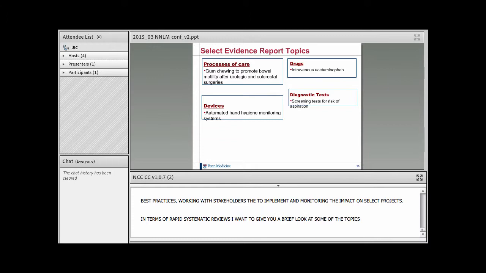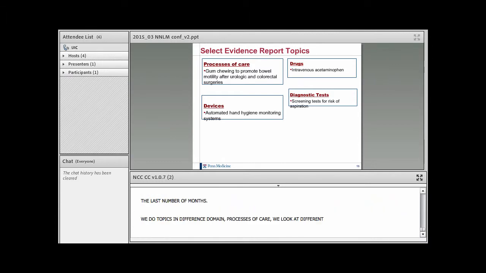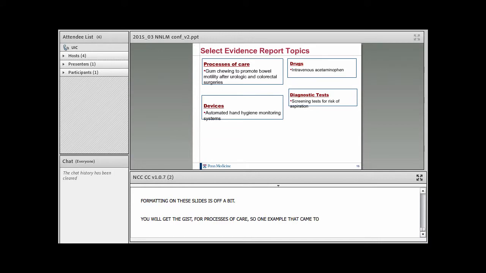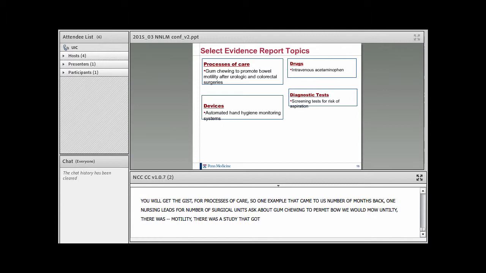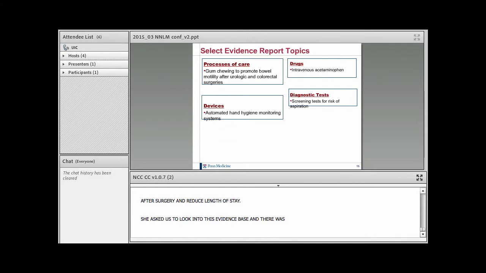So we do topics in all different domains: processes of care, and we look at different devices, drugs, diagnostic tests. The formatting on some of these slides is off a bit, but you'll still get the gist. For processes of care, one example that came to us a number of months back, one of the nursing leads for a number of our surgical units asked us about gum chewing to promote bowel motility. There was a study that got decent press on gum chewing and how it could restore bowel function after bowel surgeries and reduce length of stay. She asked us to look into this evidence base, and there was actually a somewhat robust evidence base, a number of RCTs done in the past looking at this.